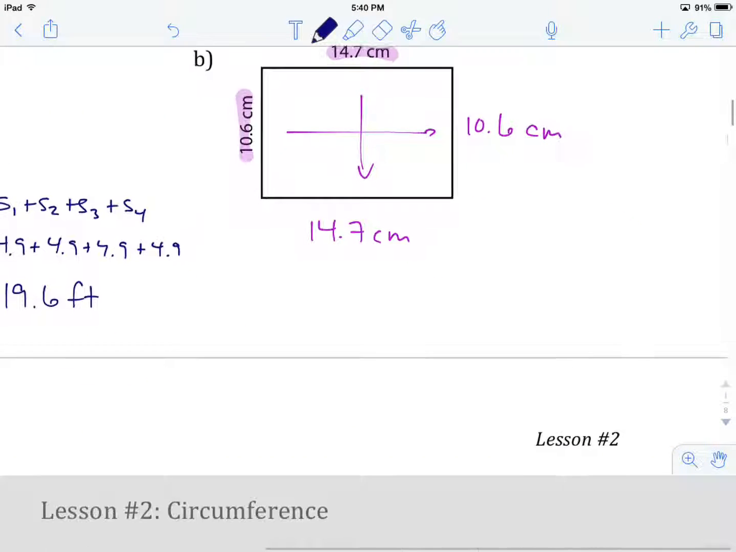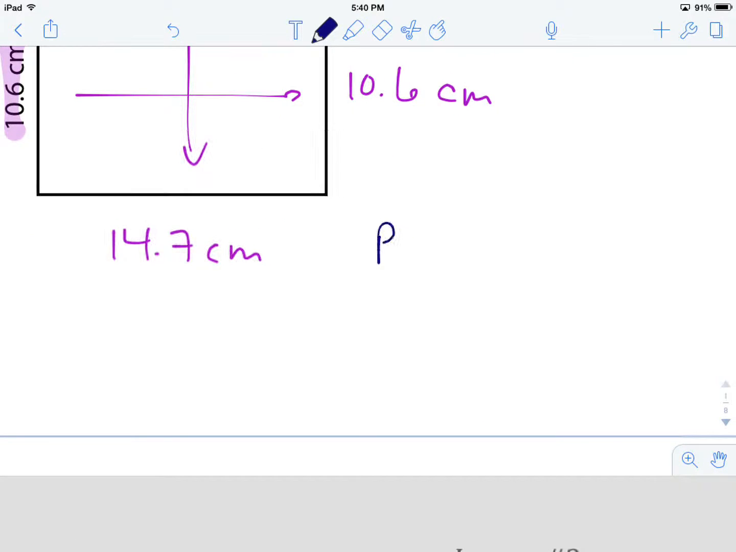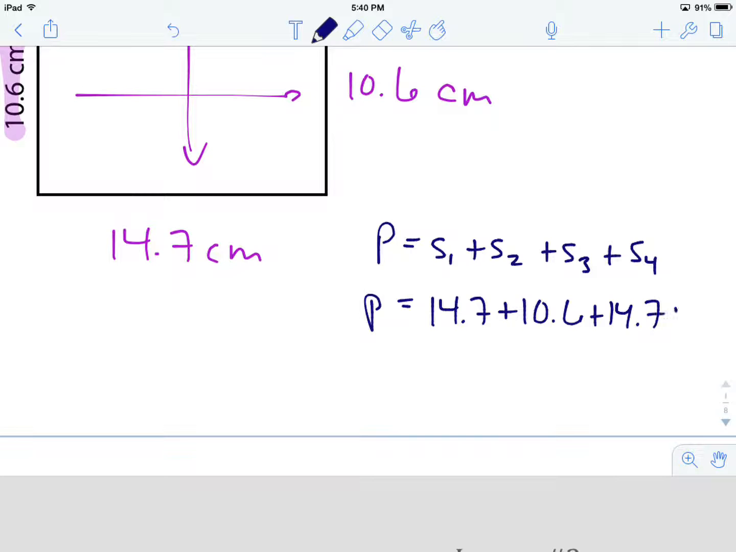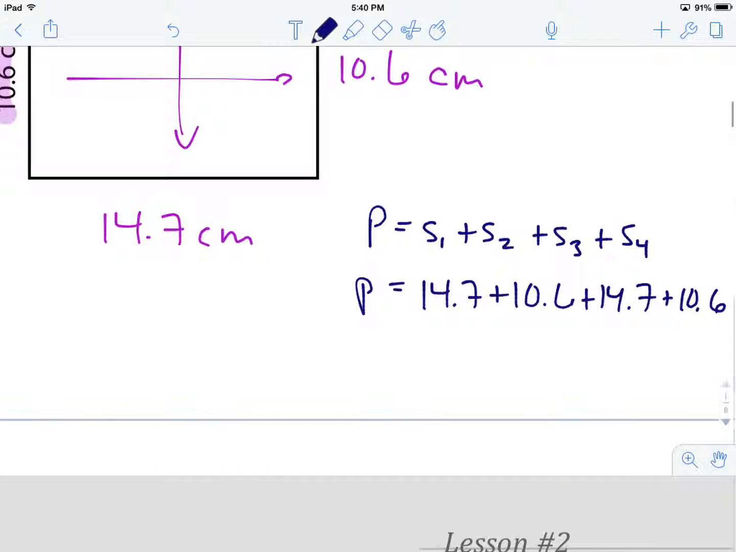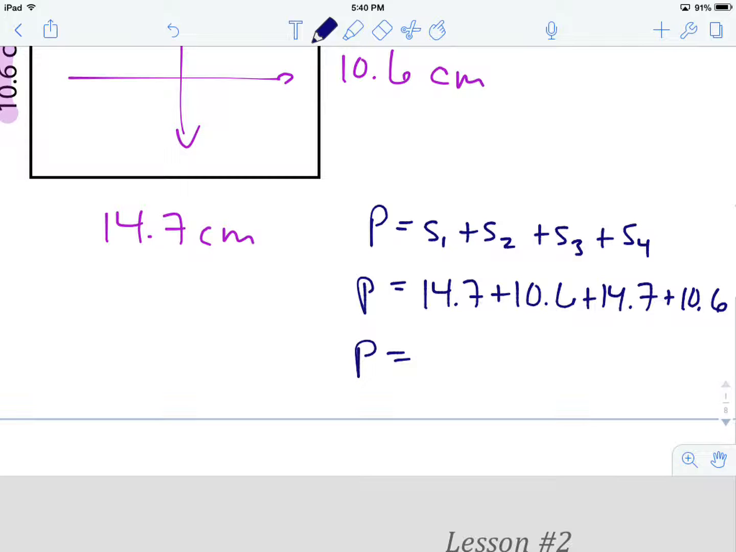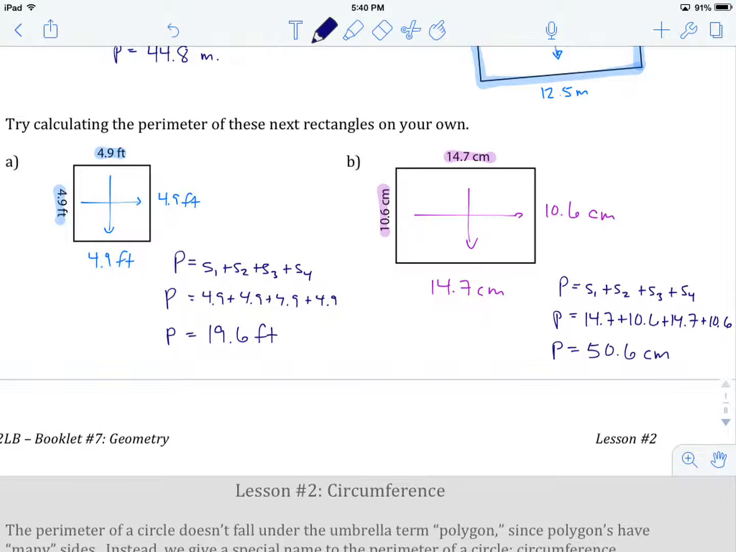Let's get that formula down. The perimeter will equal side 1 plus side 2 plus side 3 plus side 4. And we will start with 14.7 plus 10.6 plus 14.7 plus 10.6. Ouch, running out of space. And now we are going to add those up using our calculator. So we have 14.7 plus 10.6 plus 14.7 plus 10.6. It gives us a perimeter of 50.6 centimeters. And that is the perimeter of the last rectangle.